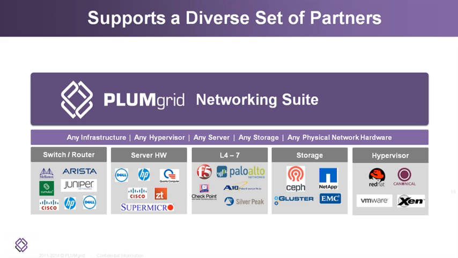PLUMgrid Networking Suite, as I mentioned before, is mainly targeted at OpenStack solutions. It's certified to work in all the major distributions, and you can start right out of the box leveraging PLUMgrid integrated with OpenStack through the Neutron plugin. As I was mentioning before, Neutron is the plugin that enables modular network components to be plugged into OpenStack. So PLUMgrid supports the Neutron plugin so that you can leverage it as part of an OpenStack deployment.